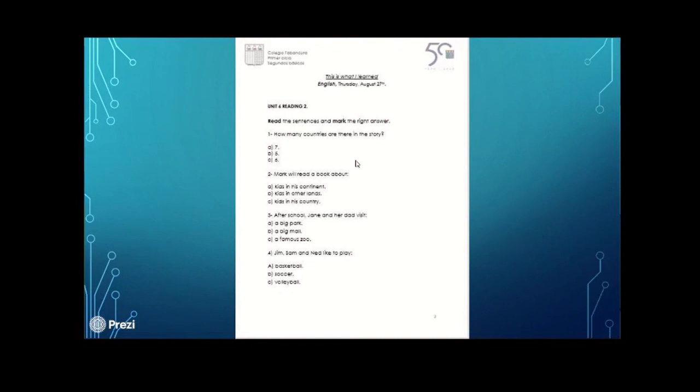Very simple. Number 2, Mark will read a book about. Remember the book. Yeah. One choice is the correct answer. Number 3, after school, Jane and her dad visit. So a big park, a big mall, or a famous zoo. And finally, Jim, Sam, and Ned like to play A, basketball, B, soccer, and C, volleyball. So very simple, guys. This is it.